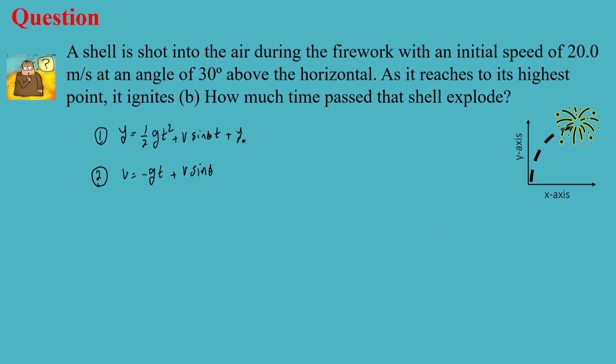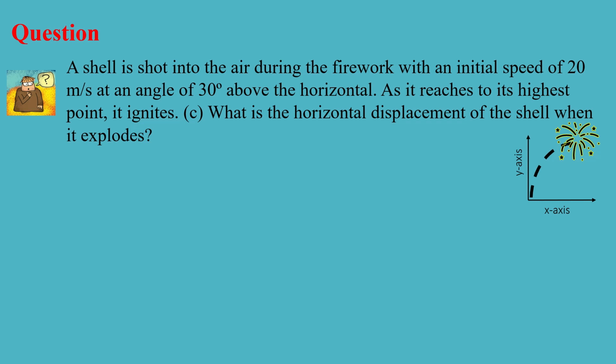Now let's look at the last part. Here, I need to find the horizontal displacement of the shell when it explodes, right? So literally, I'm looking for this distance right here, x. My first option can be x equals v cosine theta times t plus x naught. And my second option can be r equals v squared sine 2 theta over g.